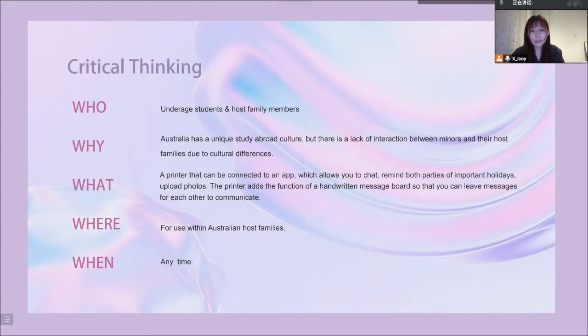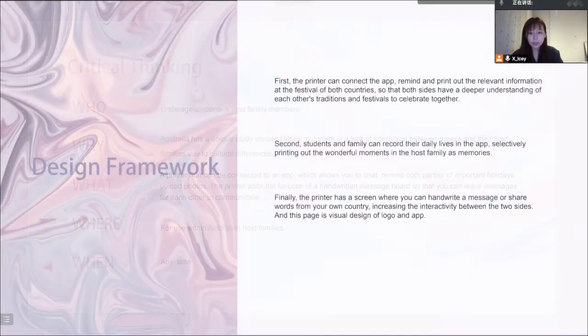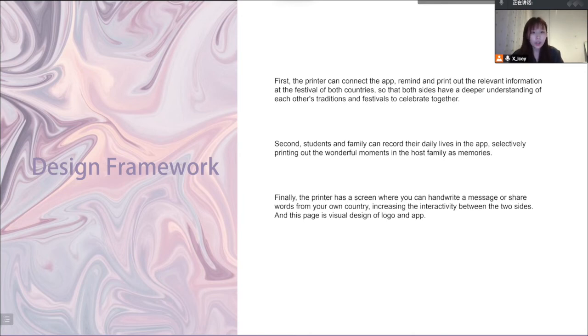So after an in-depth interview, I found that most host family apps on the market functioned as a way to find a host family, and there was no app designed for the life of host families and students. The design vehicle was a printer and an app, which first sends out a daily message about each other's culture, including language, food, and sports.